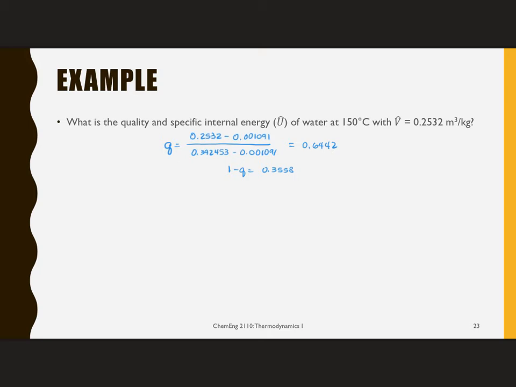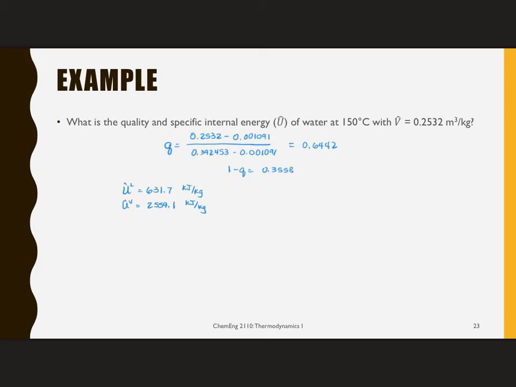Now the next part is to find the specific internal energy. We know the temperature and we know it's saturated, so therefore I can go back to the tables and look up U for the saturated liquid and U for the saturated vapor. In this case, for the liquid, it's 631.7 kilojoules per kilogram, and for the vapor is 2,559.1 kilojoules per kilogram. How does that help me find the value for U?